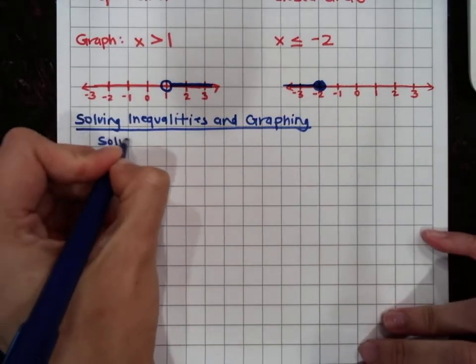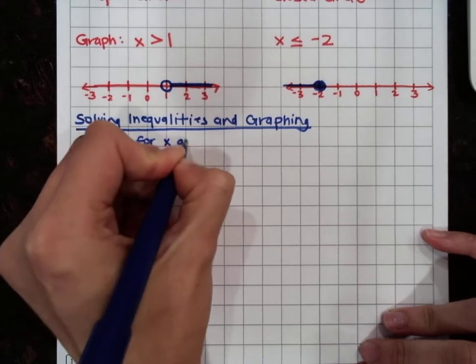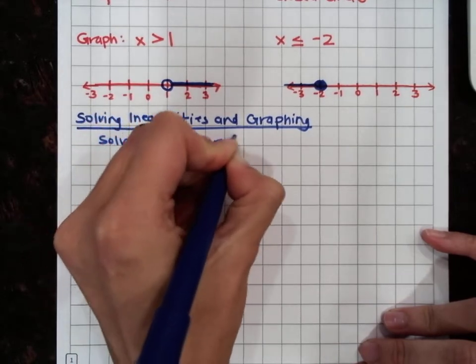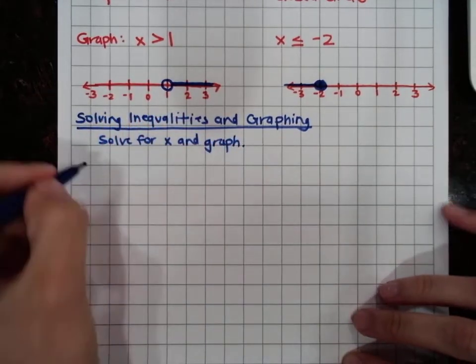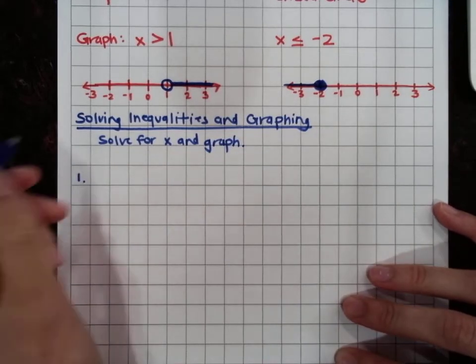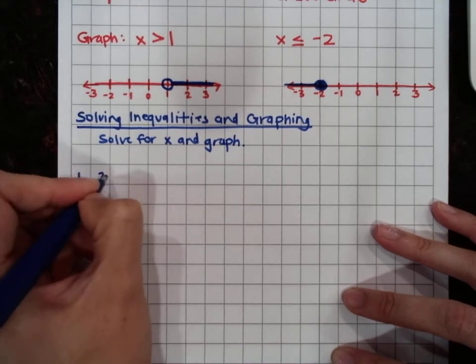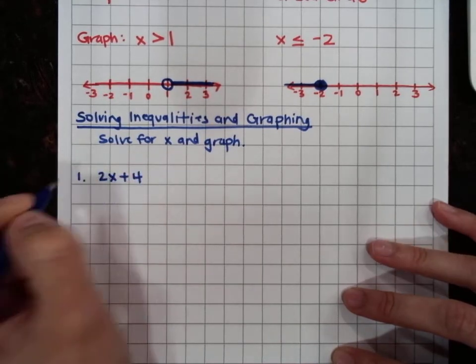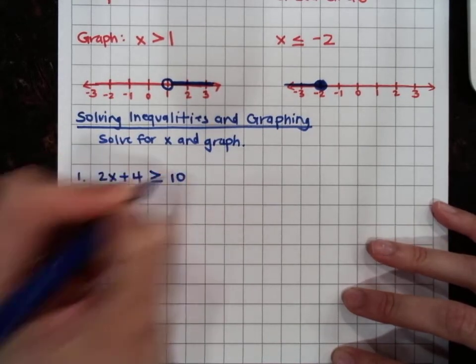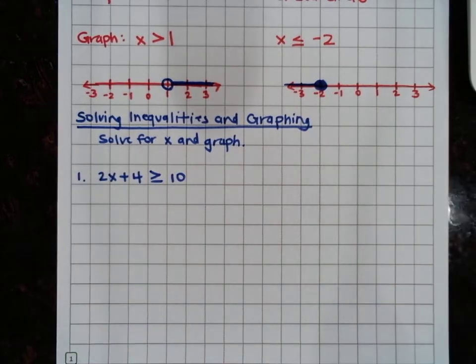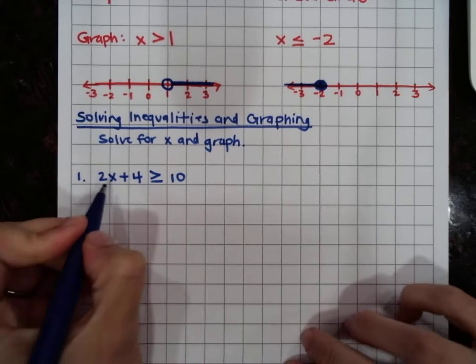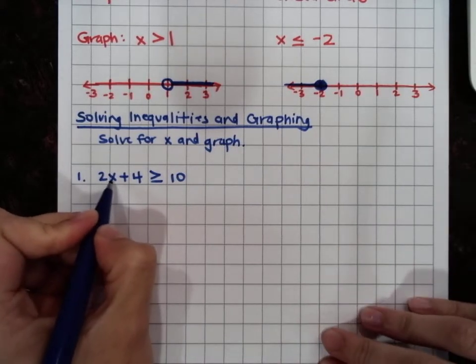Today we are going to solve for x and graph. So we have 2x plus 4 is greater than or equal to 10. We're going to solve an inequality just like we would an equation. Just like we did in our solving equations unit, we're going to solve for x. We're going to try to get x all by itself.